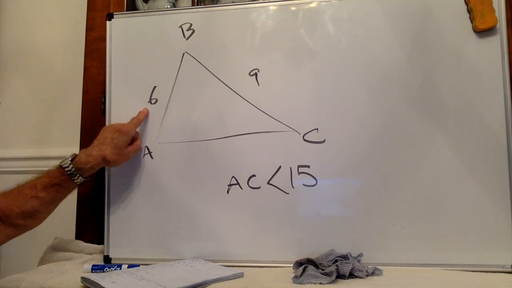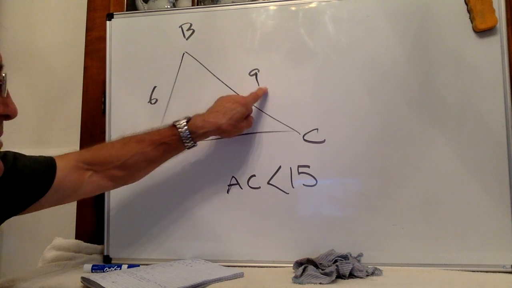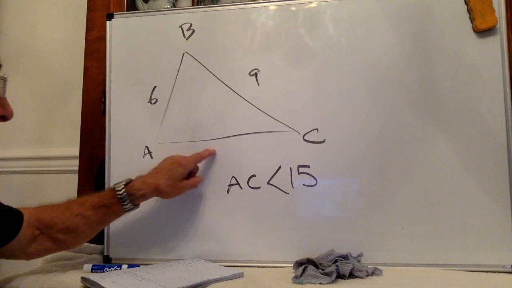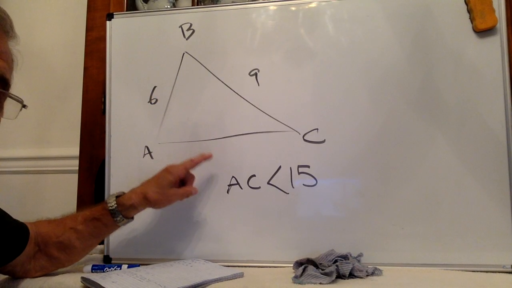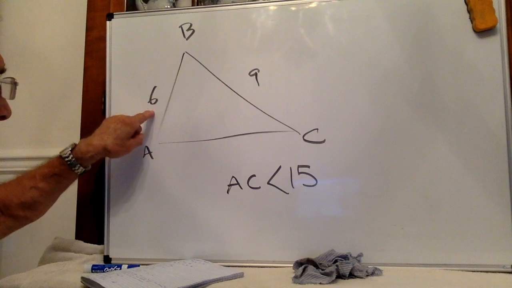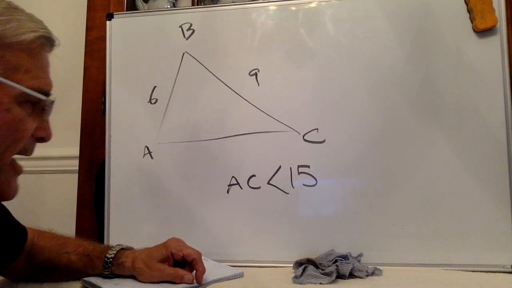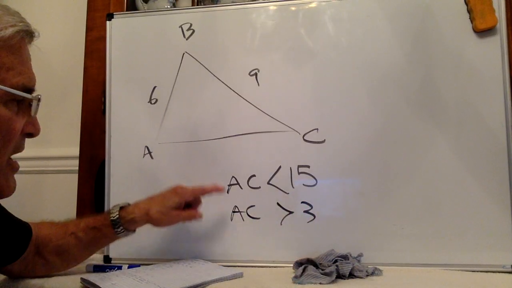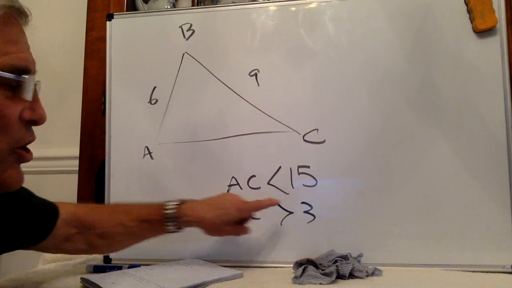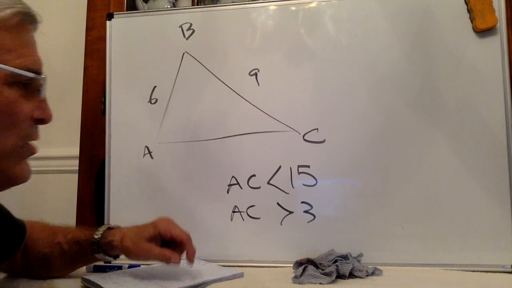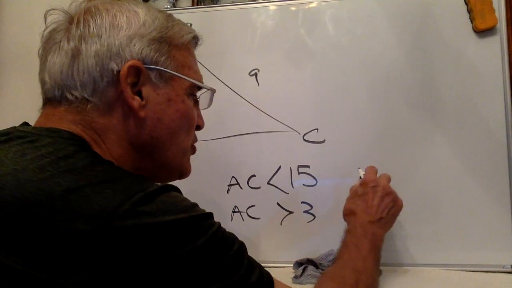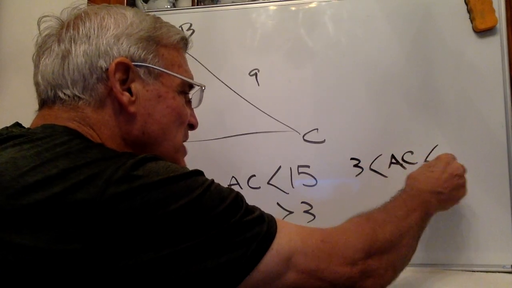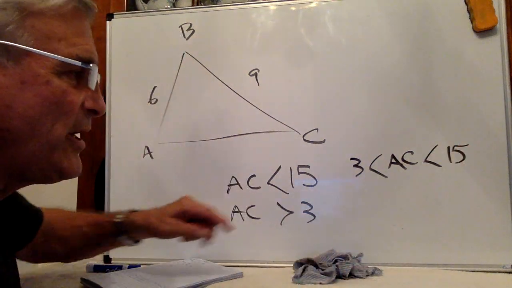But let's go over here. 6 plus this side has to be bigger than 9, which means that AC has to be bigger than 3, because this number, when added to 6, has to be bigger than 9. So I know that AC has to be bigger than 3, less than 15. You can write this the following way. It's called a string inequality. You could say that 3 is less than AC, which is less than 15. This is a string inequality.